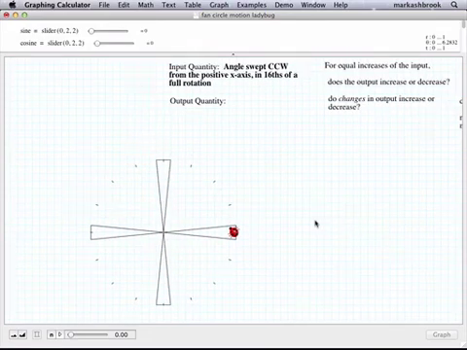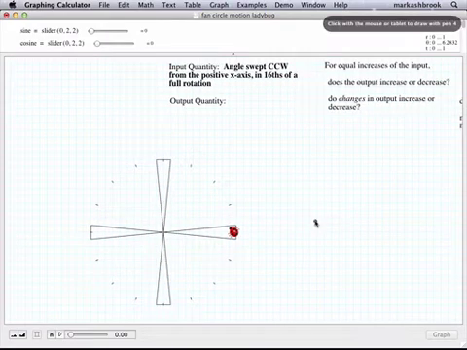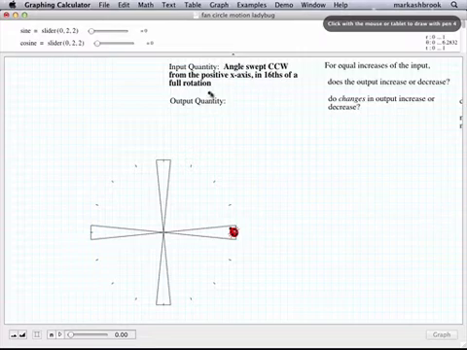What is our output quantity? We want to look at vertical distance first. Our input is the angle swept counterclockwise from the positive x-axis, and we're going to use 1/16 of a full rotation. So this is what angle? If we're using 1/16 of a full rotation, that's the angle 1. What's this? 2, 3, etc. 4, and 4/16 is 1/4 of the full rotation. This would be how many 16ths? 8, which would be half of the circle.